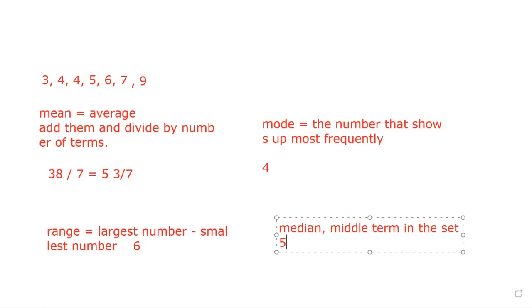Range is always the biggest number minus the smallest. The median is the middle number if you have an odd number. If you have an even number of terms, you take the middle 2. So in this case, if I hadn't added that 9, the 4 and the 5, and you get the mean of those 2, which is 4.5.